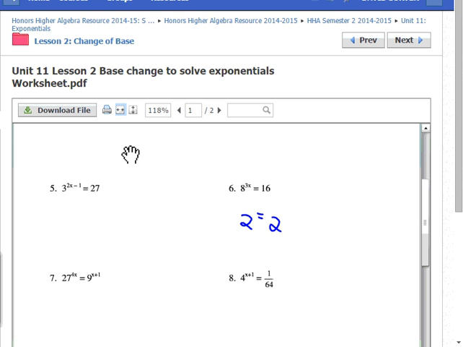Remember what I said about this? I can't just change this to a 2, but I could change it to a 2 to the 4th. I have to make it something that equals 16, right? And I can't just change this 8 to a 2, but I could change the 8 to a 2 to the 3rd. And then I put it to the 3x. And then the bases are the same, and that's 3 times 3x is equal to 4. 9x equals 4, and you can solve from there.